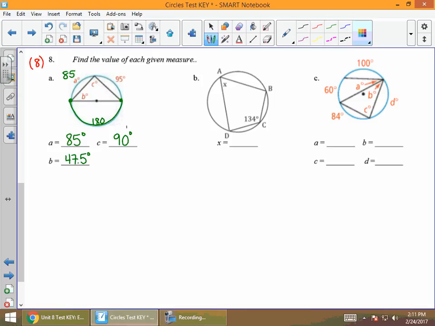For part B, you needed to know that anytime you have an inscribed quadrilateral, meaning you have a 4-sided figure inside of a circle, that opposite angles are supplementary. Opposite angles are supplementary, which means they have to add up to 180. So 134 plus x has to equal 180. So subtract 134 on both sides, and you get an answer of 46 degrees. X would have to be 46 degrees.